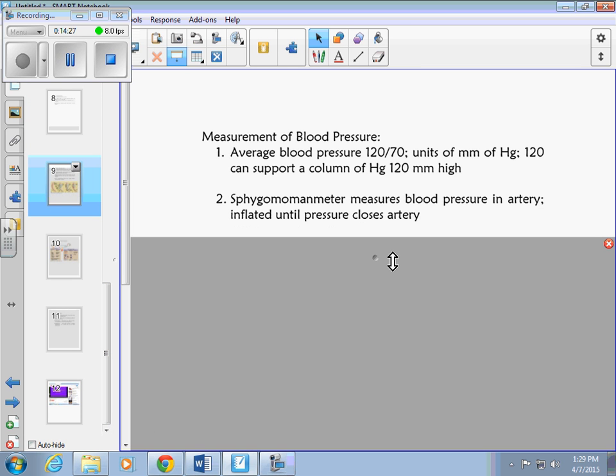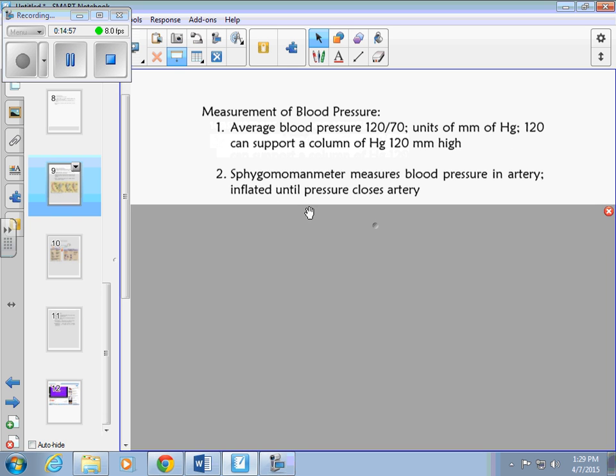So let's move over to measuring blood pressure and what blood pressure means. The average blood pressure is around 120/70. Now that's average, so if you're a little higher than that, a little lower than that, it's okay. The units of measurement are millimeters of mercury. The number 120 means that that pressure can support a column of mercury 120 millimeters high. So that's where those numbers come from.